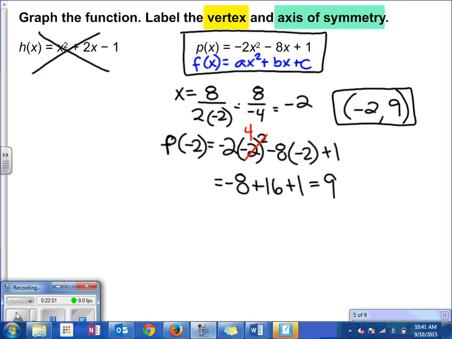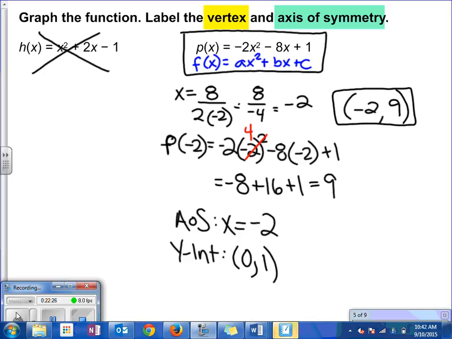Axis of symmetry is just x equals the x-coordinate of my vertex, so x equals negative 2. I don't have to do any computation once I have my vertex. And then my y-intercept is 0 and c, and the value of c is 1. So I have all 3 pieces there. Are there any questions that I can answer?